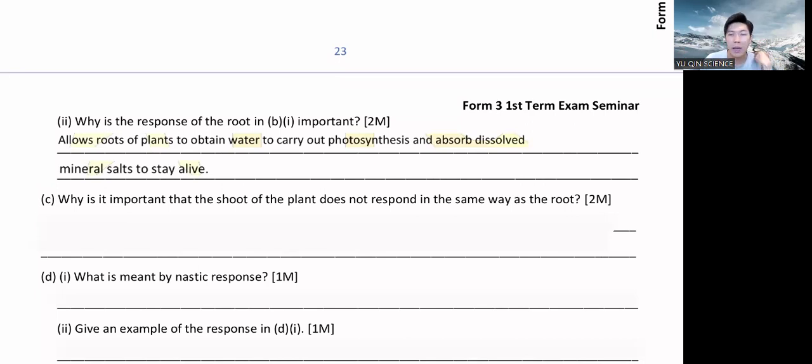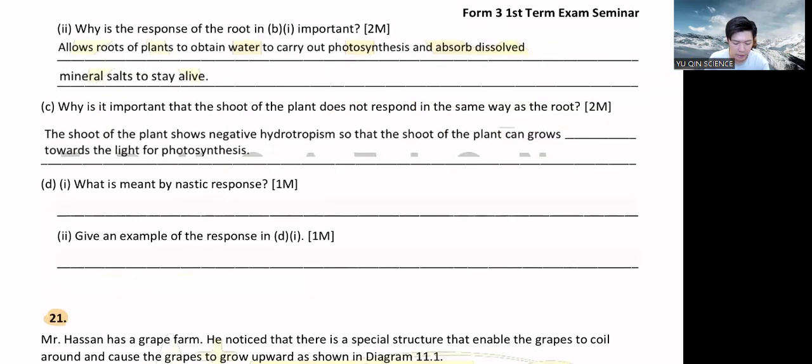Number 1, I have a negative hydrotropism. I'm not a root, I'm a shoot. So I have positive phototropism, negative hydrotropism. First mark. Second mark, so that I'm negative to the water, I'm positive to the sun. That's your second mark, so you can grow towards the sunlight. Okay, so the shoot of the plant shows negative hydrotropism, so that I can grow to the sunlight. Okay, there you go. So that the plant doesn't drown.